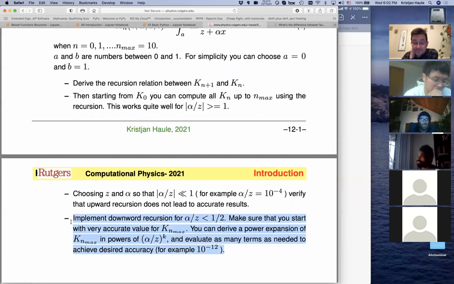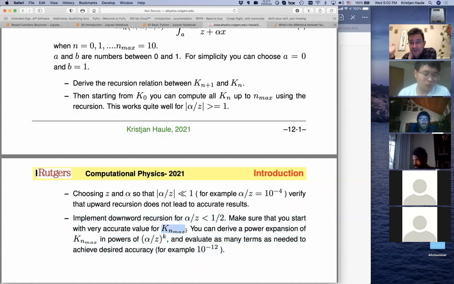The point is, this recursion that we are going to get is not homogeneous. And because it's not homogeneous, you cannot use the trick that you use for Bessel functions, namely to multiply the entire series with an arbitrary constant. You can't do that. What you need to do in this case is to evaluate k_n max, for the largest n that you need, with very high precision. It turns out you can evaluate it with Taylor expansion. Taylor expansion works very well, and then you can use downward recursion to evaluate all other n's.